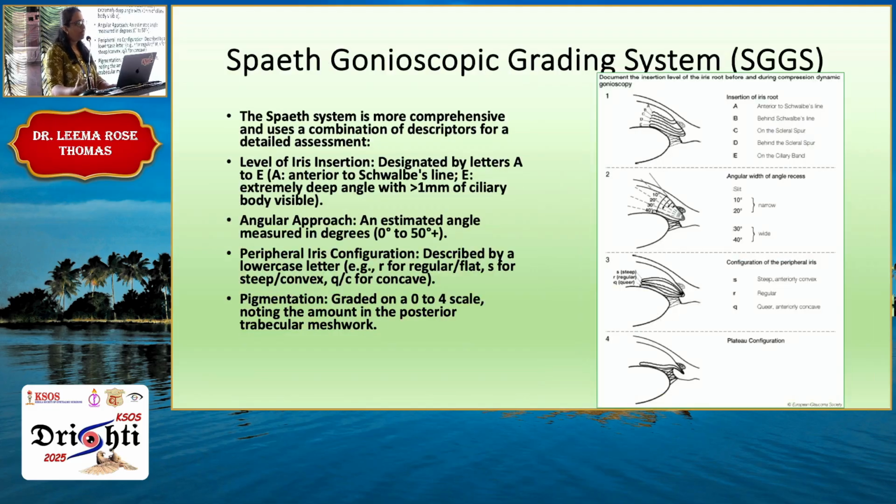A more comprehensive system is the Spaeth gonioscopy grading system, where first is the insertion of the iris root, graded from A to E, depending on where the iris is inserted. Then the angular width, you look at the angle width. You also look for the peripheral iris configuration, depending on whether it's curved, that is concave, or regular or flat. And also you look for the pigmentation. So you grade it from 0 to 4.